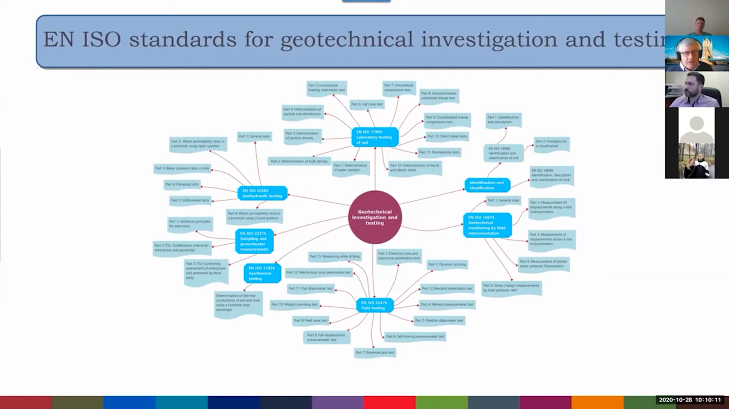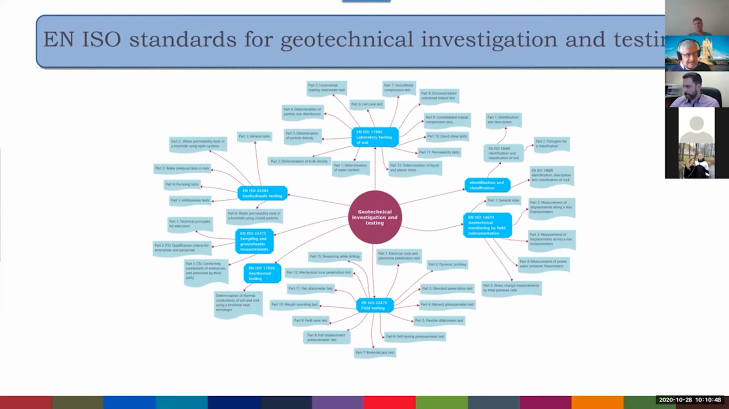The next one round is 17826 geothermal testing. Determination of thermal conductivity of soil and rock using a borehole heat exchanger. And heat exchangers are becoming more important, trying to become more environmentally friendly. So we're using the ground as a source and sink for heat, and that standard helps you with testing to find those geothermal properties.